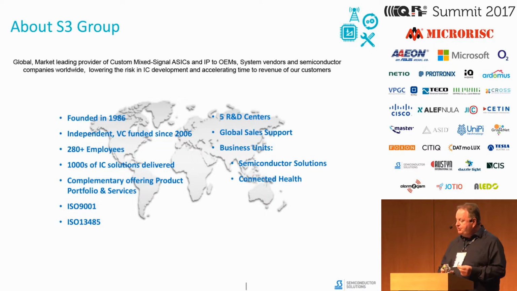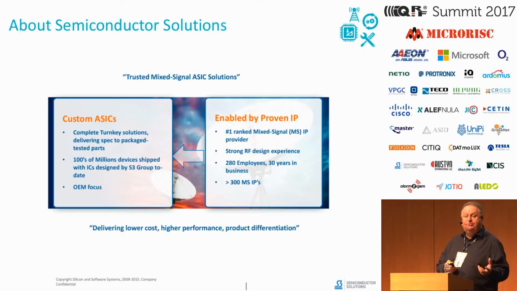If you look at what we've been doing over the years, we have two sides to the business. One is custom ASICs, complete turnkey solutions. What we do is design and deliver the part, the ASIC. We take care of all of the supply chain management, the fabrication, the testing, the packaging, all of that, and deliver the product. We start with defining the product requirements with customers, and then we project manage the whole project right to the finish and deliver the product to the customer.